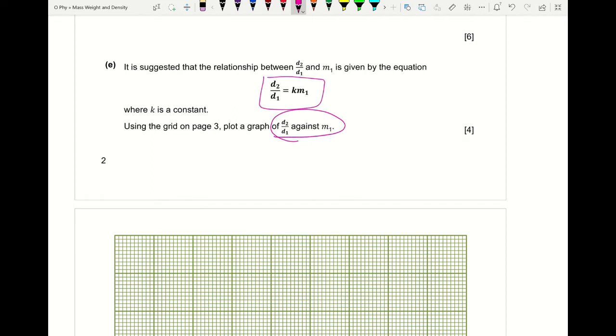From this formula, you already know that K actually refers to the gradient of this graph. Because if I were to rewrite D2 over D1 equals K M1, you can get the equation y equals mx, where y equals D2 over D1, M1 equals x, therefore gradient equals K. Sorry, should I say K equals gradient?